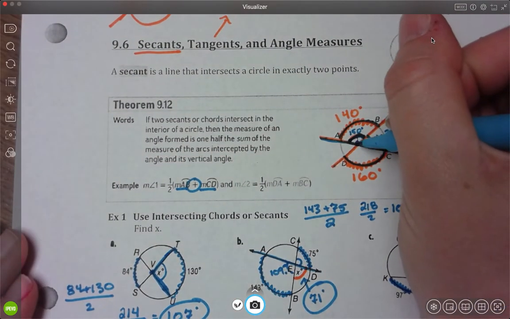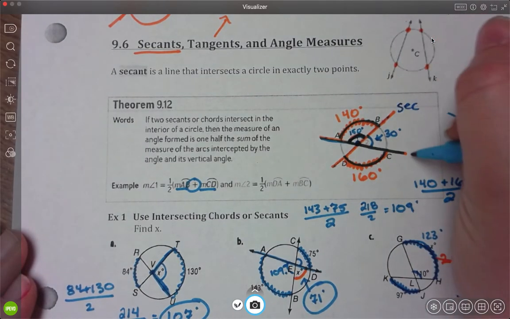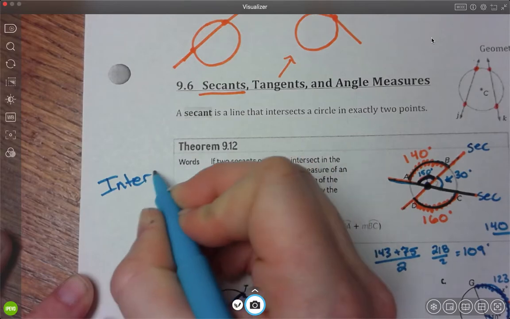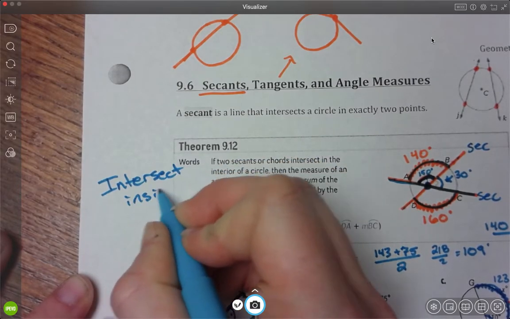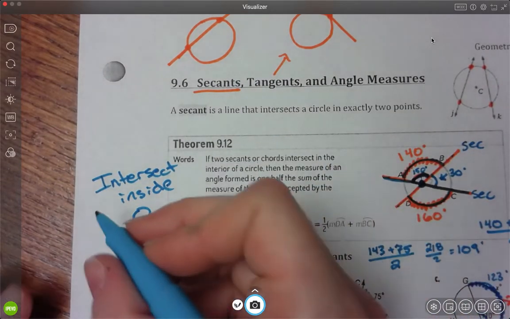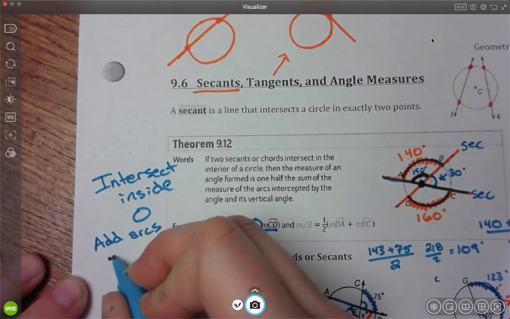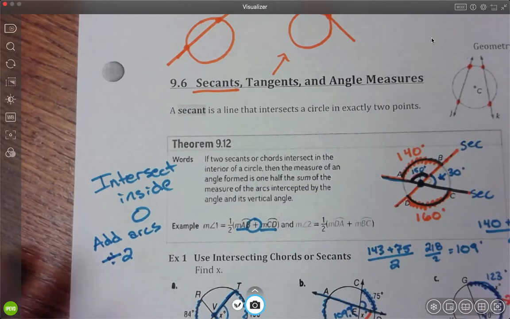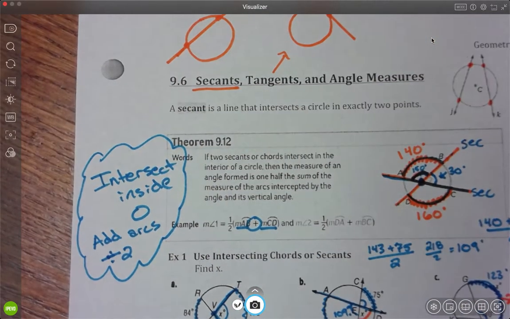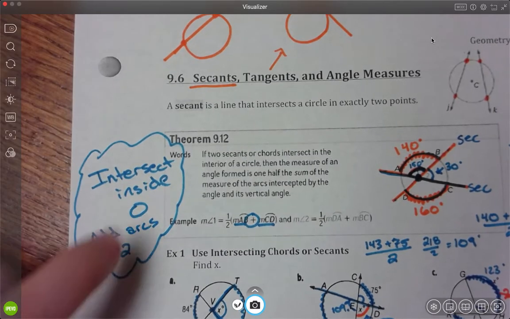Now notice here that those two lines that are intersecting each other, both of those are secant lines. So this is a secant line, this is a secant line, but they intersect inside the circle. So those two lines are intersecting inside of the circle. So what I'm going to do is add the arcs and divide by 2. I add those two arc measures and I divide by 2. This is going to be your cheat sheet over here off to the side that tells you what to do. So if I'm intersecting inside the circle and I'm trying to find that angle there, I'm adding the two arcs and I'm dividing by 2.